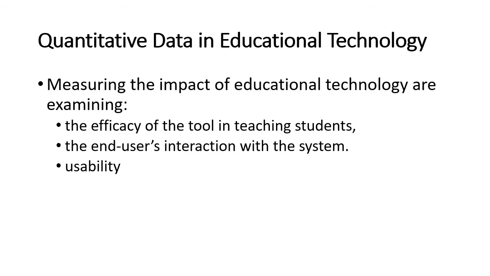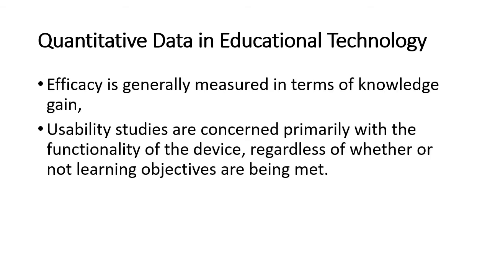There are two types of data that we usually find in educational technology research. The first one is quantitative data and the second one is qualitative data. We usually find quantitative data if we measure the impact of educational technology towards the efficacy of the tool in teaching students, the end user's interaction with the system, and also the usability. The efficacy is generally measured in terms of knowledge gain, while the usability studies are concerned primarily with the functionality of the device, regardless of whether or not learning objectives are being met.